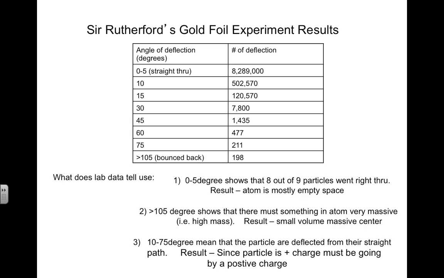Okay? And it must be an extremely massive thing. Therefore, it was massive, because if it wasn't, if it was about the same mass as the particle, then it would be like a billiard ball, and the alpha particle would hit it and it would go away, and it didn't. The alpha particle bounced back.